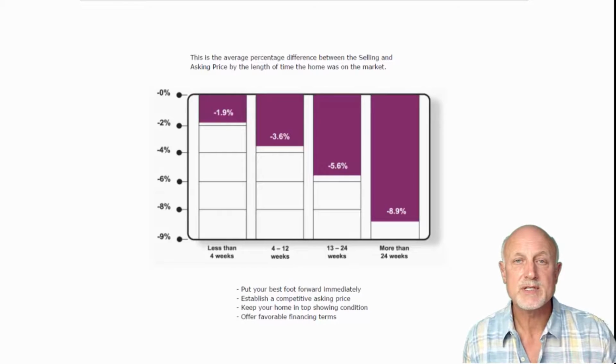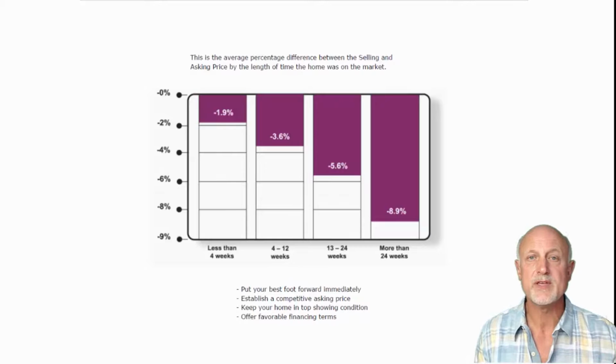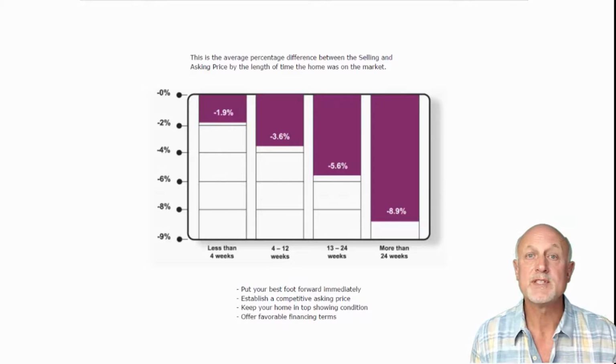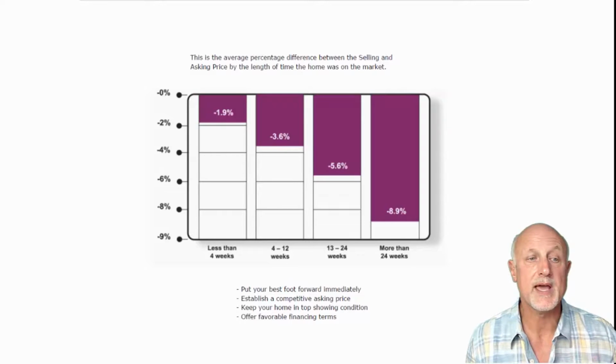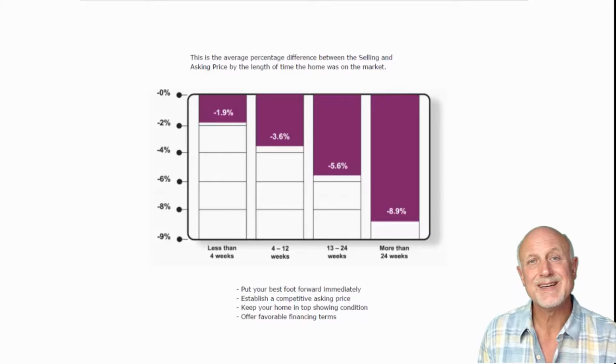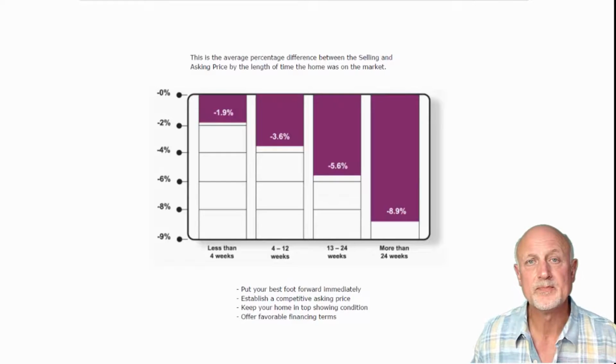So generally, if a person sells their home in less than 4 weeks, they're within 2% of their asking price. In this market, we have quite a few examples of going several percentage points over the asking price. You go to 4 to 12 weeks, you're looking at minus 3.6, 13 to 24, down to 5.5%, and more than 24 weeks, 8.9, virtually 9%, potentially even more. So that's why it's so critically important to get the number right the first time.